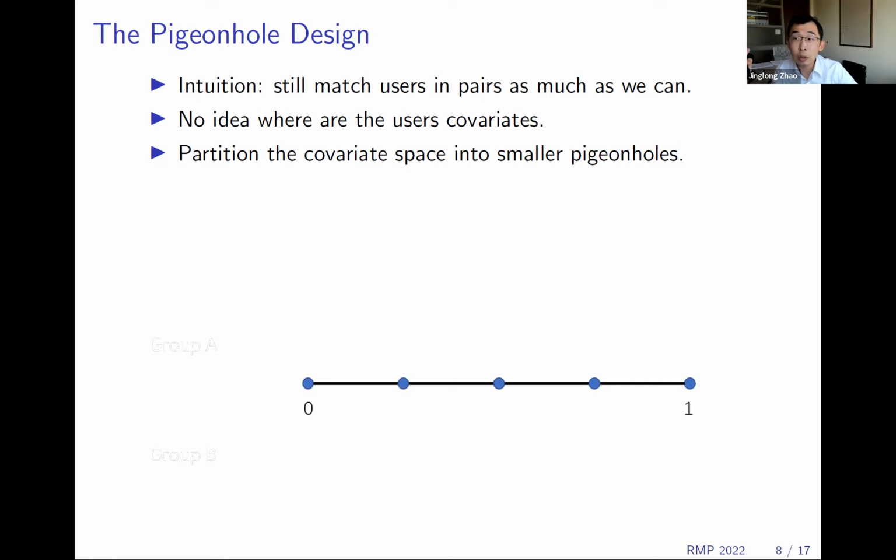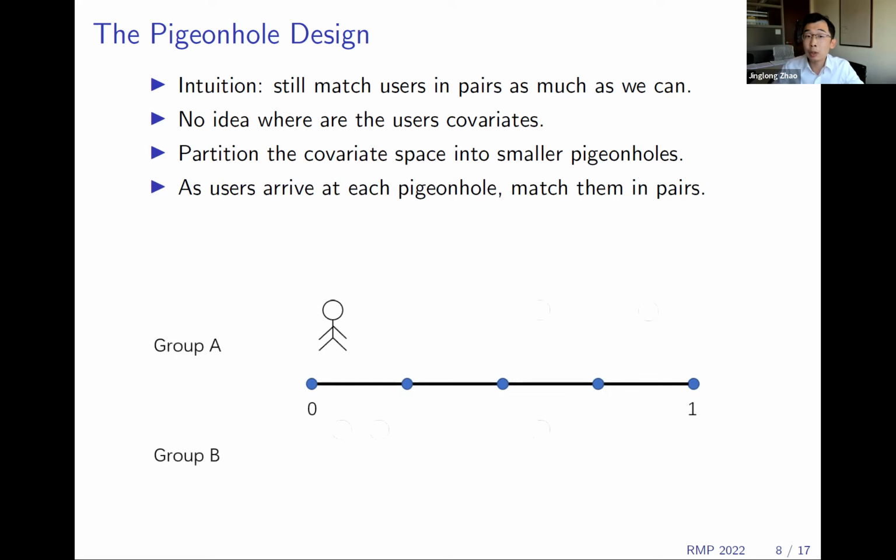So when we really focus on the user covariates, why don't we start by partitioning the user covariates? Then we care about whom to match to whom. So the first stage in the pigeonhole design is to partition the covariate space into smaller subspaces. And we refer to each subspace as one smaller pigeonhole. As users arrive at each pigeonhole, we sequentially match them in pairs from within one single pigeonhole.